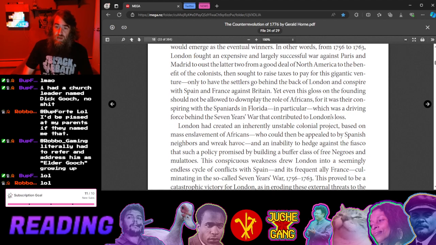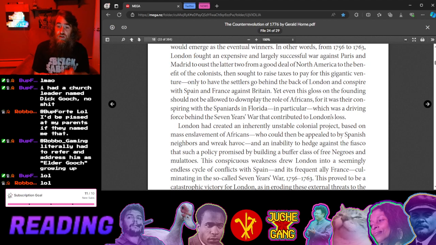In other words, from 1756 to 1763, London fought an expensive and largely successful war against Paris and Madrid to oust the latter two from a good deal of North America, to the benefit of the colonists, then sought to raise taxes to pay for this gigantic venture, only to have the settlers go behind the back of London and conspire with Spain and France against the British.